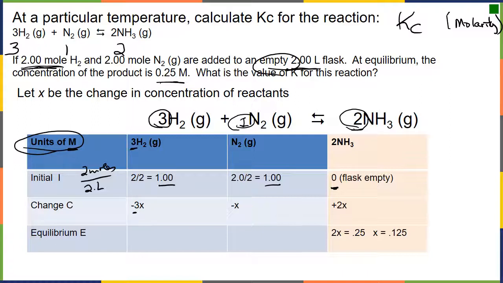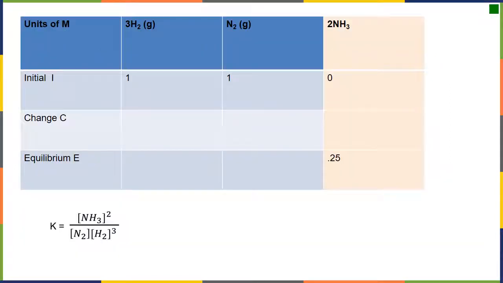With all of that in mind, now we realize we have more information. We know that at equilibrium, the concentration of ammonia is equal to 0.25 molar. So if we started at 0 and ended up at 0.25, this has to go up by 0.25. We know that 0.25 is equal to 2x, which tells us that x is equal to 0.125.